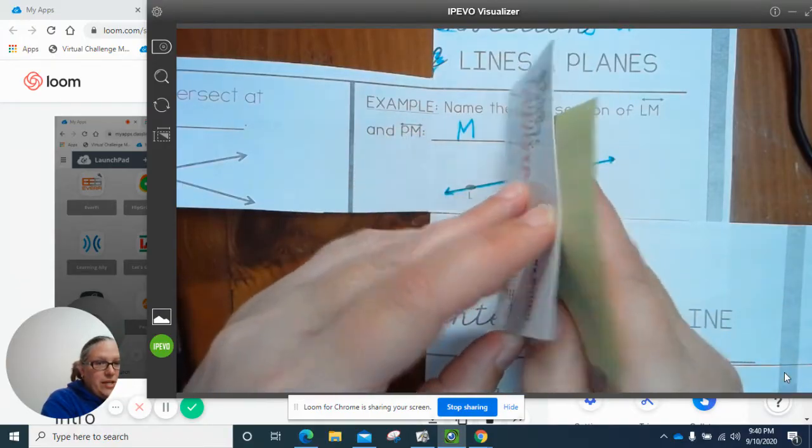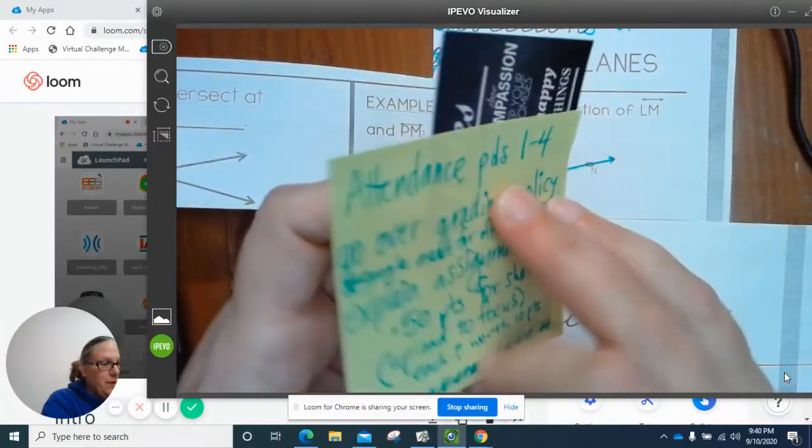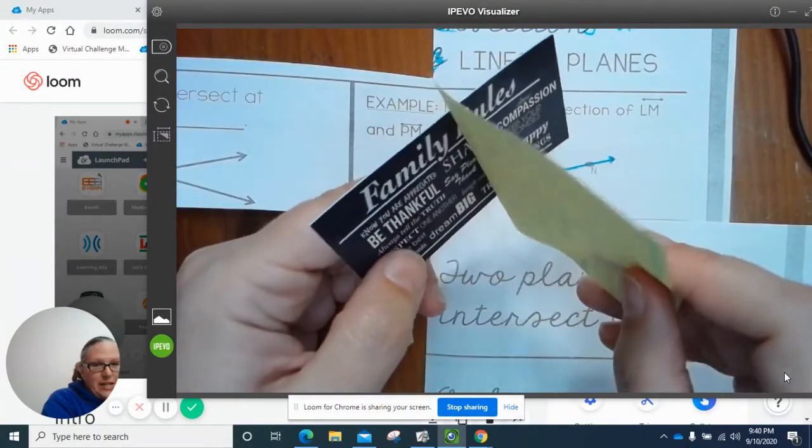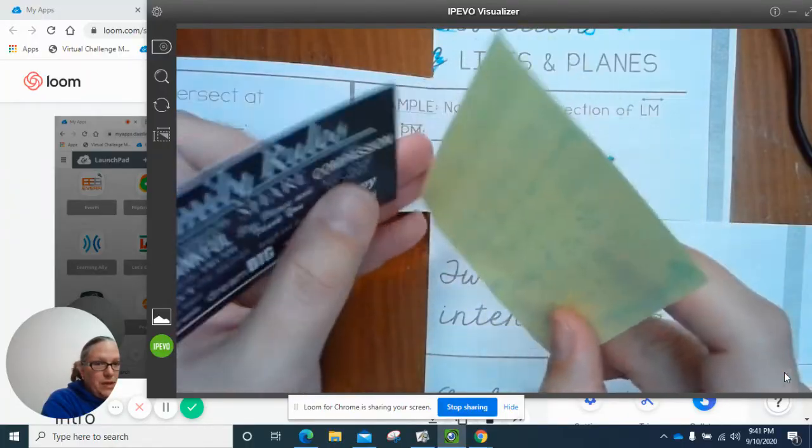This is not intersecting. See how they become one? Like this is now one piece of paper, right? So if they intersect like this, they're touching. These are like my two walls, right? Corners of my bedroom, like this.